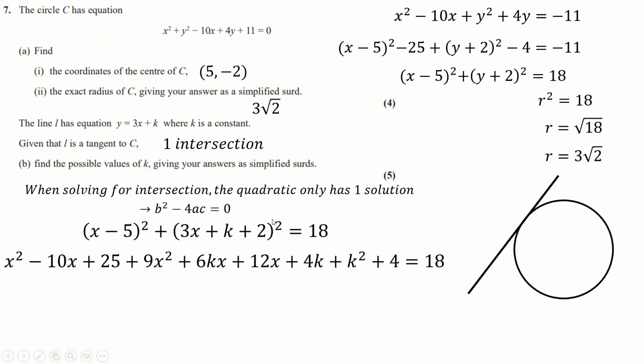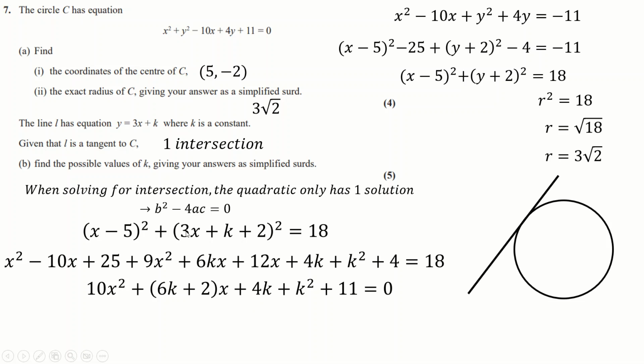I'll do some expanding out. Obviously this expansion is not trivial. Just be very careful with it. Just write out both brackets and make sure you multiply every term by every term. Eventually you get this, you tidy up for this. Now this is the quadratic. I've grouped up the x squared term on its own, I've grouped the x terms together, and I've grouped the non-x terms. And now, like I said, the discriminant of this quadratic needs to be 0 for one intersection, for one solution.